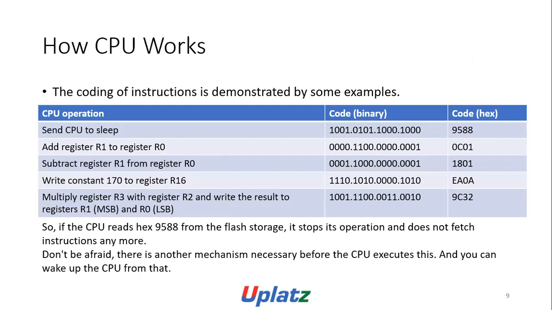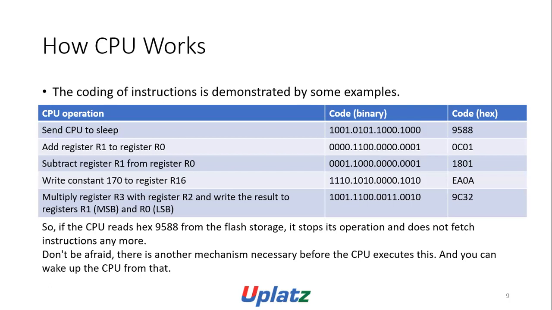How CPU works: the coding of instructions is demonstrated by some examples. CPU operation, send CPU to sleep: 1001, 0101, 1000, 1000. 9588 is the hexadecimal code. Add register R1 to register R0: 0000, 1100, 0000, 0001. 0C01 is the hexadecimal code. Subtract register R1 from register R0. The binary code is 0001, 1000, 0000, 0001. 1801 is the hexadecimal code.